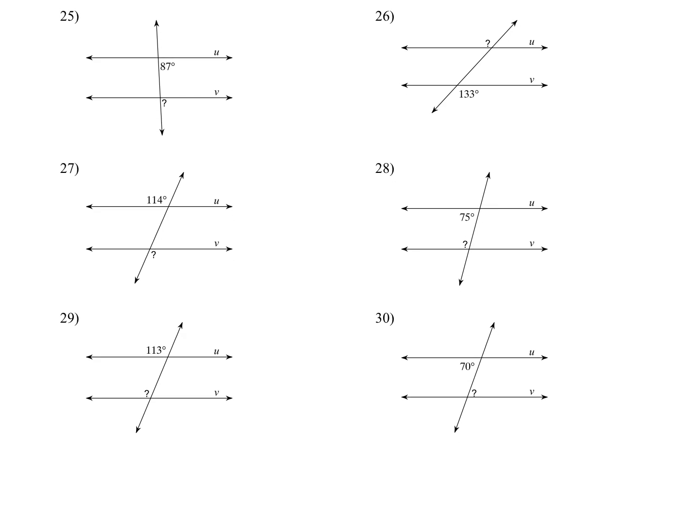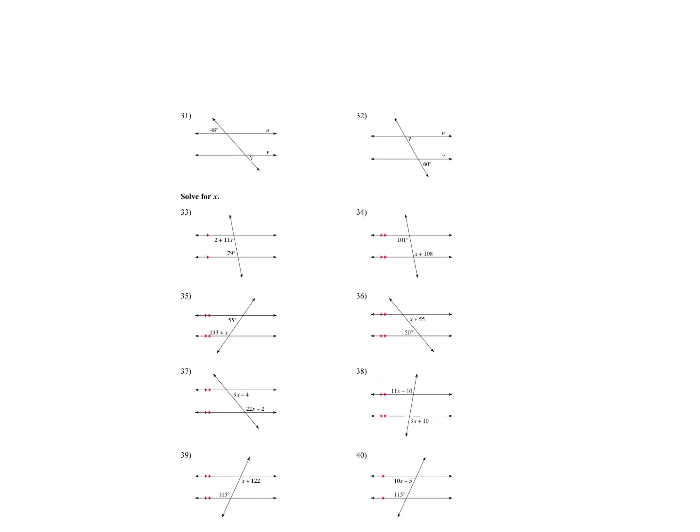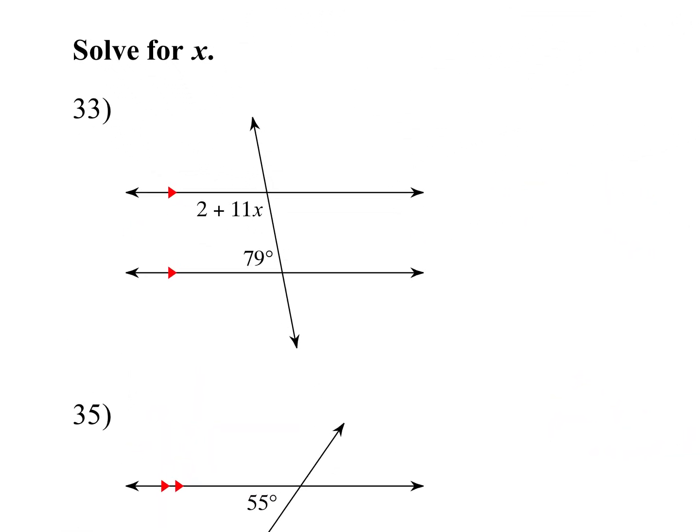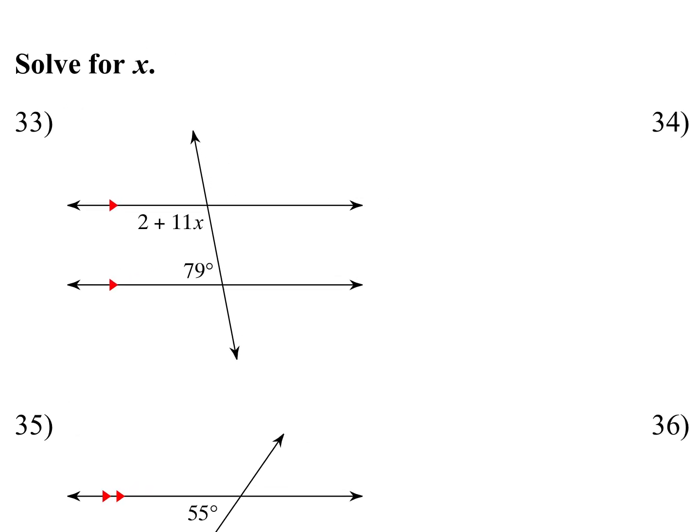The rest of these you guys can do. Looking at number 33, solve for x. How would I set this up to solve it? 2 plus 11x, what else? Equals 180. I don't think that angle equals 180. I have 2 plus 11x, which you got right. What else? Plus 79 equals 180. You got the 180 part, you just forgot that plus 79.